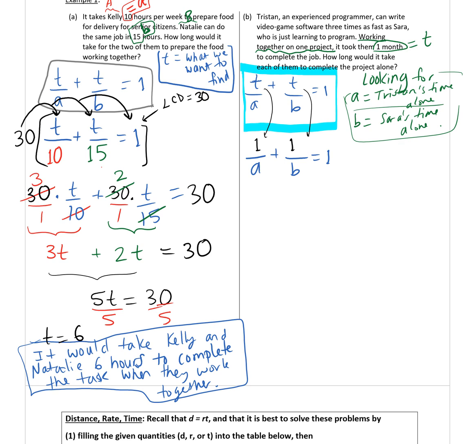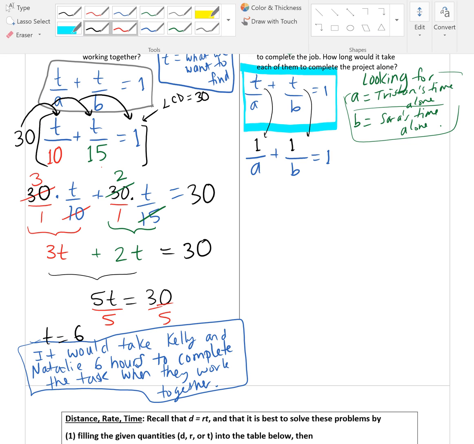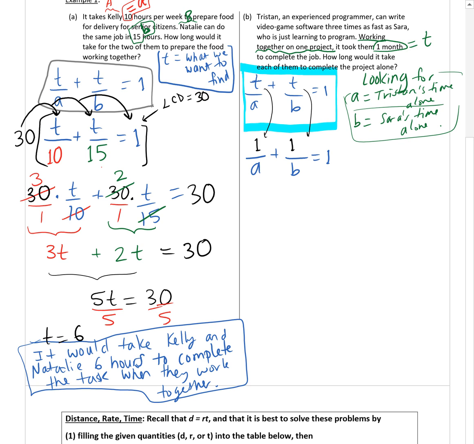If it was all A's or all B's, I would be able to solve this. So there must be some other clue in there that would allow me to have an equation with just one variable or the other. So what kind of information have we not used yet? Let me read it again. It says, Tristan, an experienced programmer, can write video game software, I think this is it, 3 times as fast as Sarah. Okay, so let me see. I'm going to say, let's say Tristan, how long he works, that was A, right? We kind of said that over here. A is how long Tristan works, and then I guess that means that Sarah's time would be B.